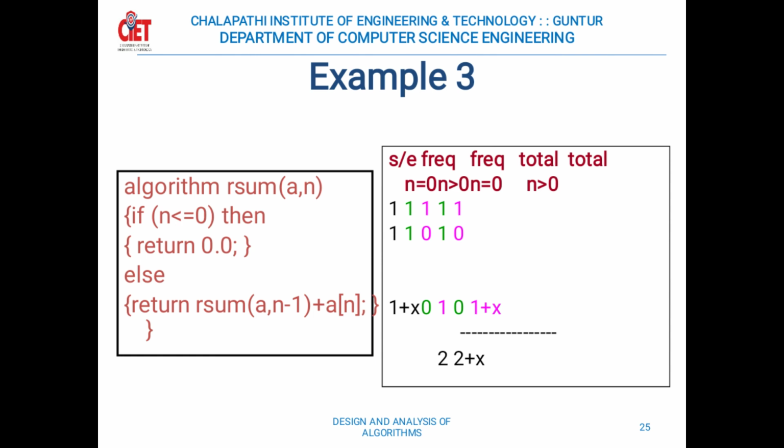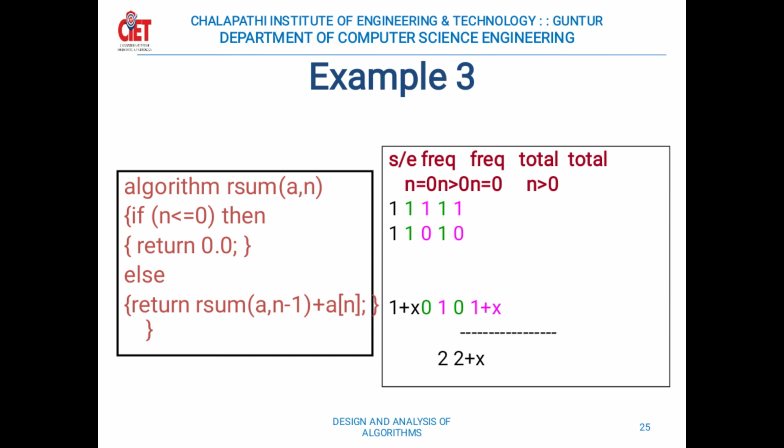Another example, RSum. Here, the number of steps required to execute an expression is based on the n value. If n is equal to 0, it is the if case. If n is greater than 0, it is the else case. In case of the if case, the first line requires only one step and it is executed when n is equal to 0. So its frequency into number of steps is 1. Similarly, return 0 is only one step and it is executed only one time, so it's 1.